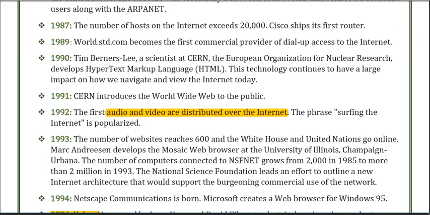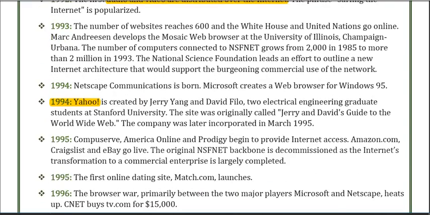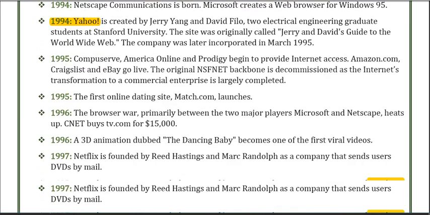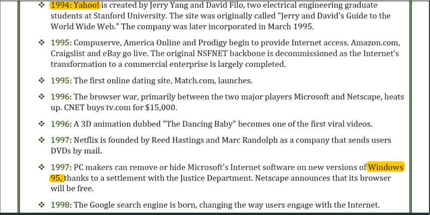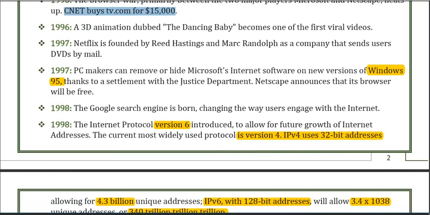In 1992, audio and video files also became available on the internet. In 94, Yahoo was discovered. In 96, the Senate buys the TV.com for this amount of dollars. In 98, version 6 of the Internet Protocol, which is IPv6, was discovered.